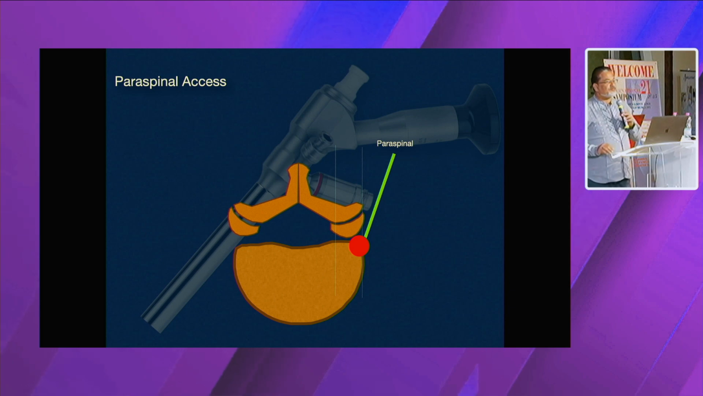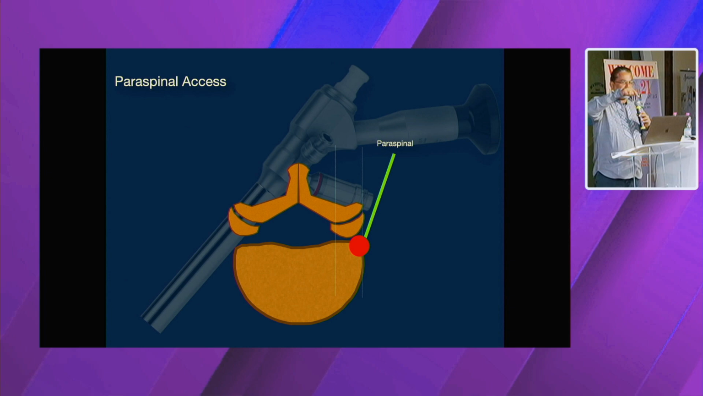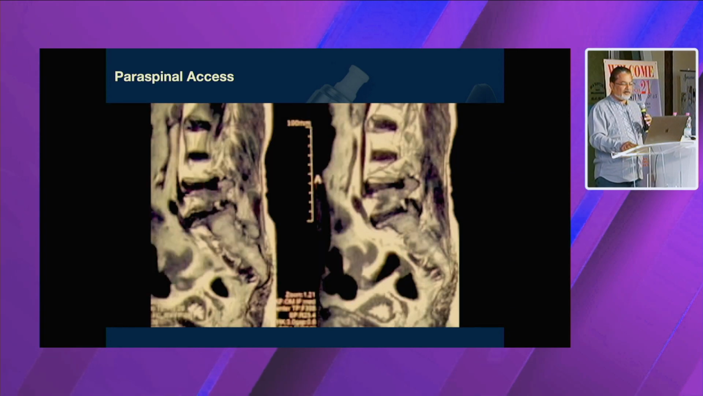The second access, which is done very easily, is a paraspinal approach. In the original technique, you dock at the pars interarticularis, you drill a part of the pars interarticularis, then drill a part of the tip of the superior articular process, and then go inside. Now this technique we have modified a little bit. I'll show you why we have modified this technique.